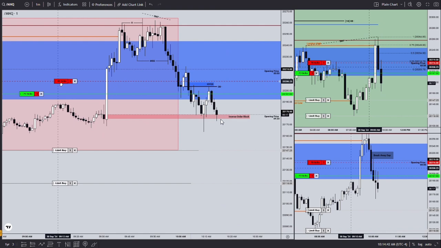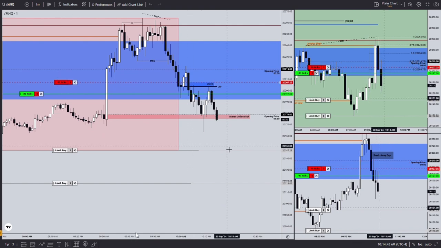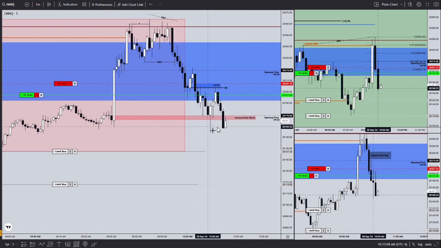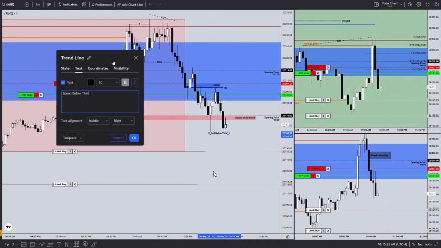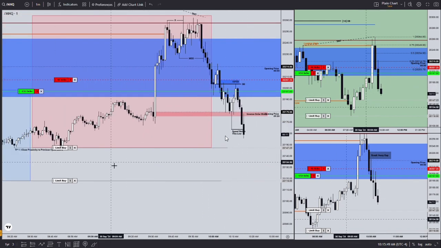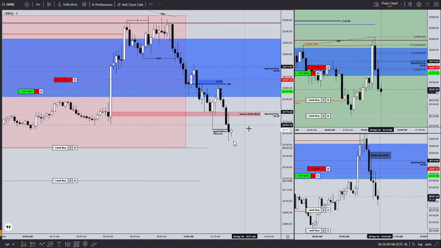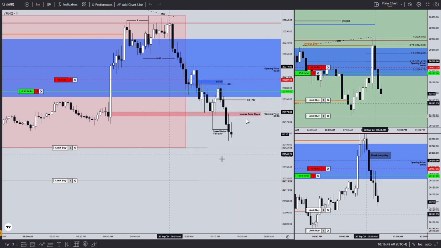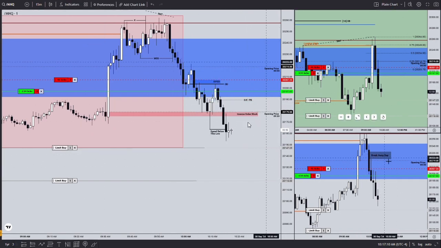I wanted to close just below here, at least a body closure. But if it didn't close below, then I would have partialed out one contract. And I wanted to see speed below this low, just to confirm that this order block is going to hold.